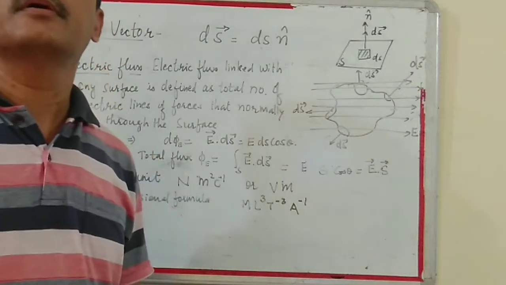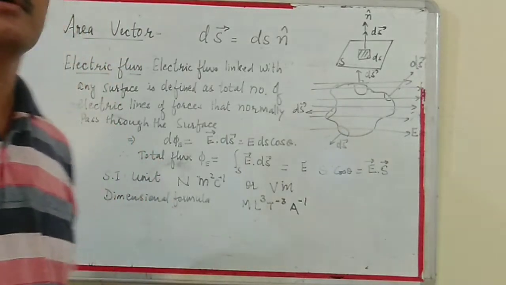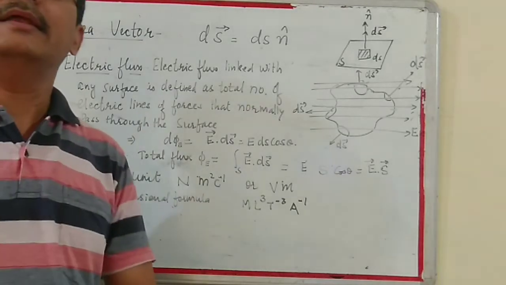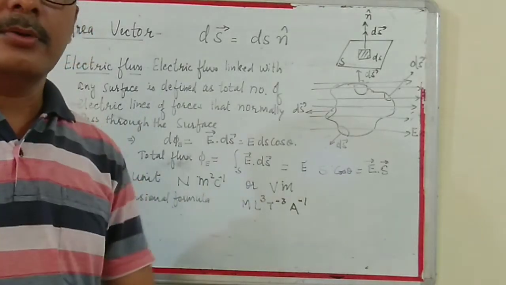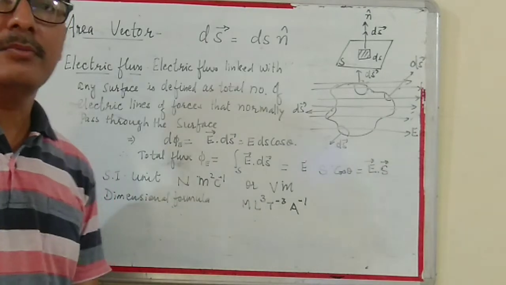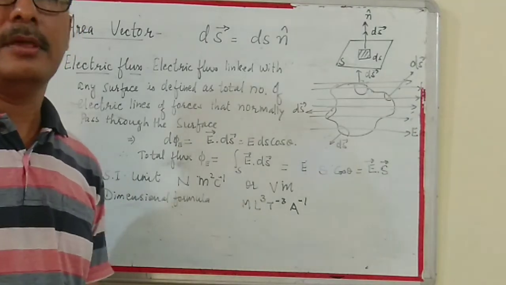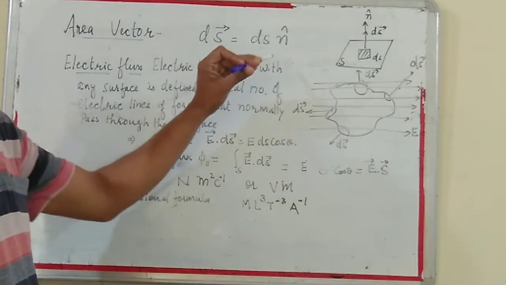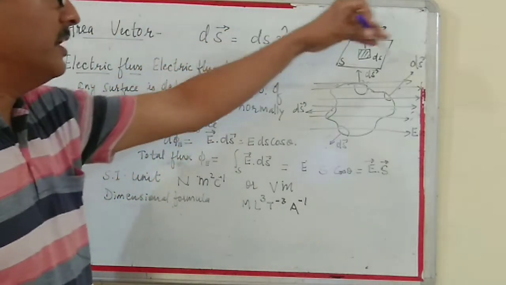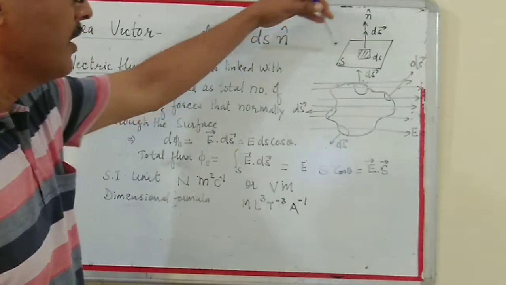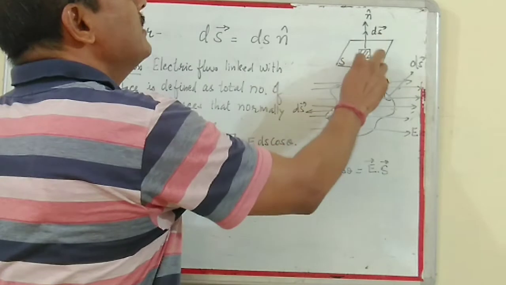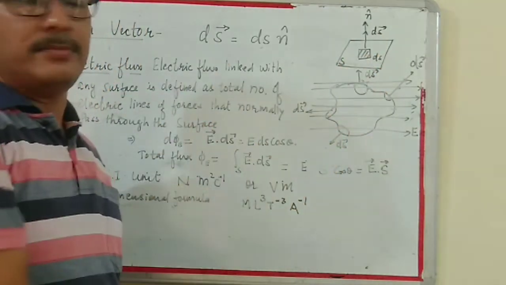Students, today our first topic is the area vector. You know that area is a scalar quantity, but here we use it as a vector. Area is a vector and it is represented like this. Suppose we have an area S.